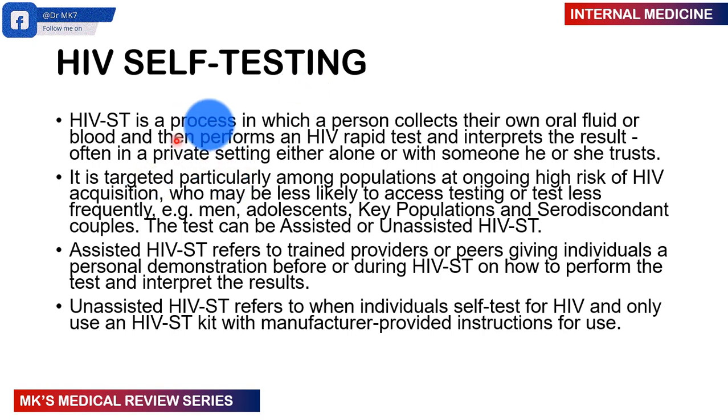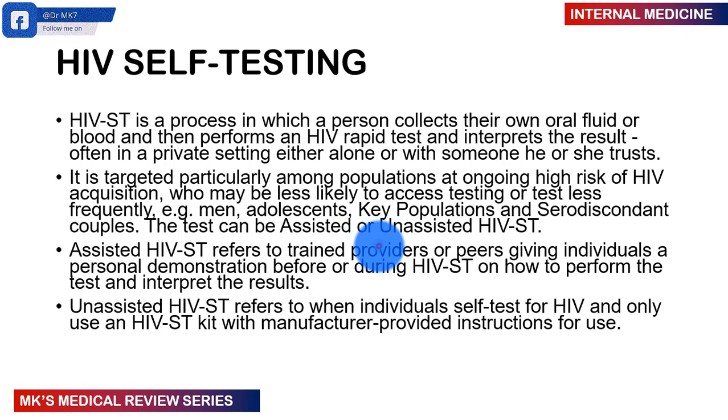So this is targeted particularly at individuals or populations with a high risk of HIV acquisition. So those that are less likely to access testing services or test less frequently. So men, adolescents, key populations, even serodiscordant couples. And the testing can actually be assisted or unassisted. It's assisted if you have the presence of a trained provider or someone who has some knowledge in reading these things, where they can demonstrate before or during the test how to perform it and how to interpret results.